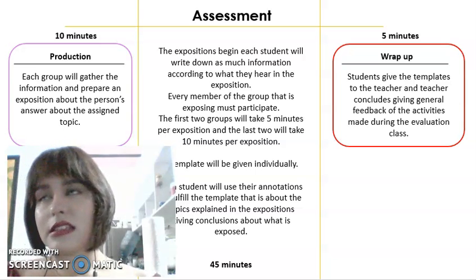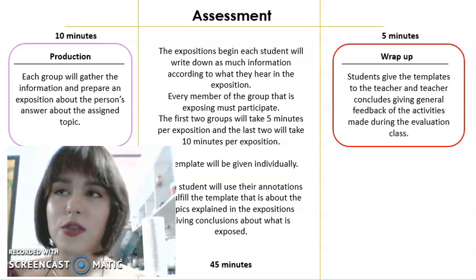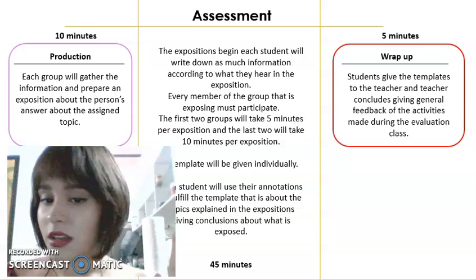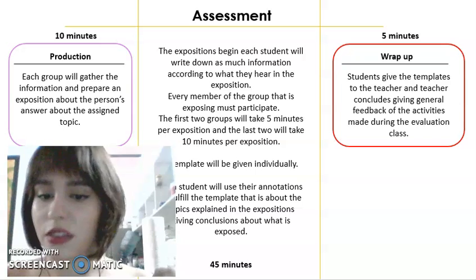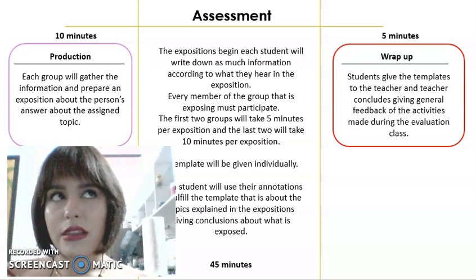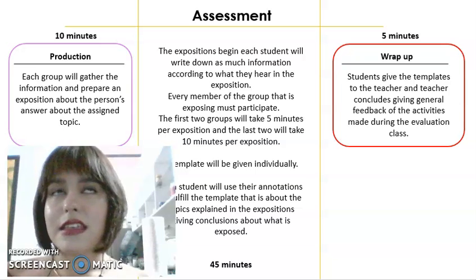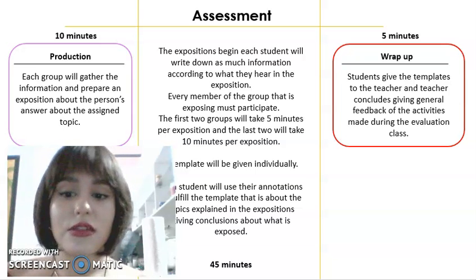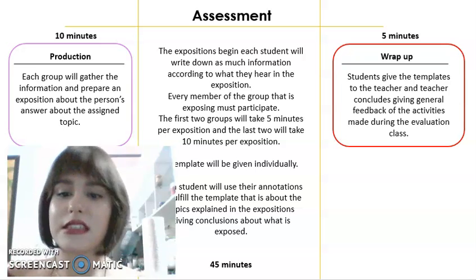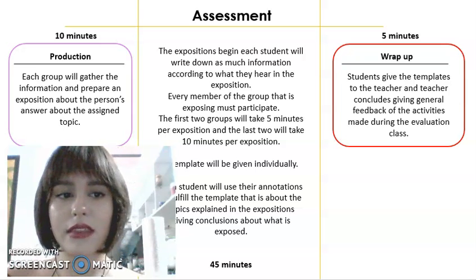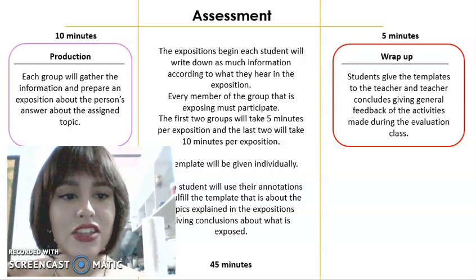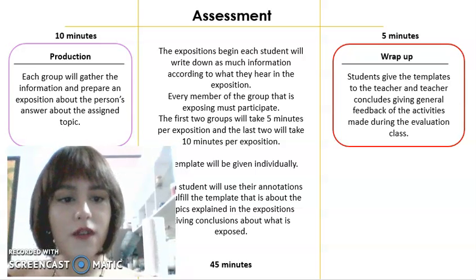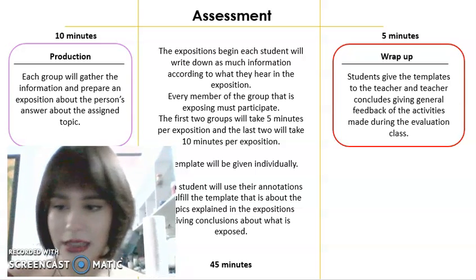So the template contains the 4 topics, and the main point is that the students write down the conclusions over each topic about what the person in the video call says, or the opinions of the person in the call. So that's the conclusion. Let's remember that the main point of this activity is that the students must know the person they have this Skype conversation with. Now, as a wrap-up, students will give the templates to the teacher, and the teacher concludes by giving general feedback on the activities made during the evaluation class.